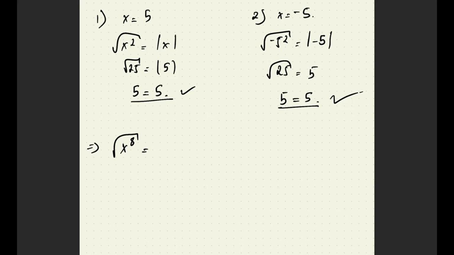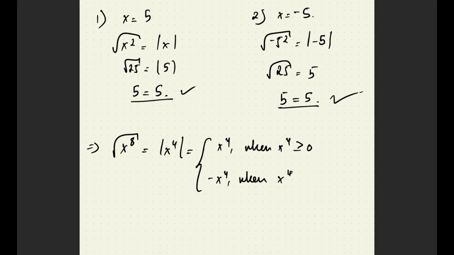So we know that this would just be the absolute value of x to the power 4, which is equal to x to the power 4 when x to the power 4 is greater than or equal to 0, or minus x to the power 4 when x to the power 4 is less than 0. Right? So this is absolutely correct.